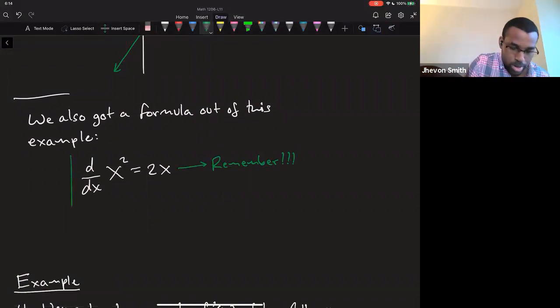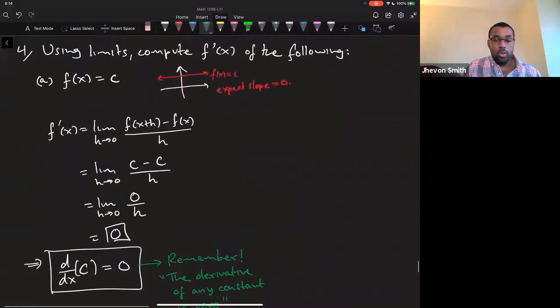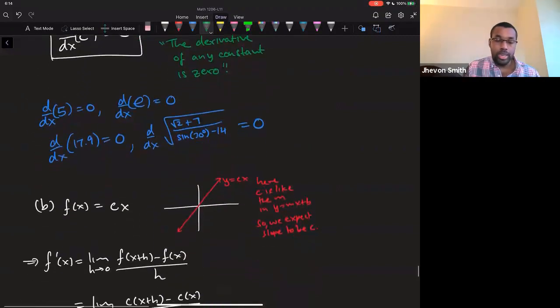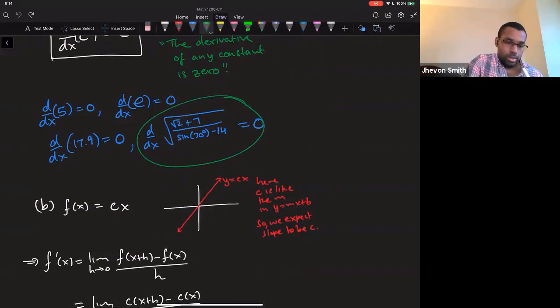We also did some other things you should just remember, like we proved that the derivative of a constant is always going to be 0, no matter what the constant looks like. Could be a very ugly looking constant. It does not matter. The derivative of that constant is 0.